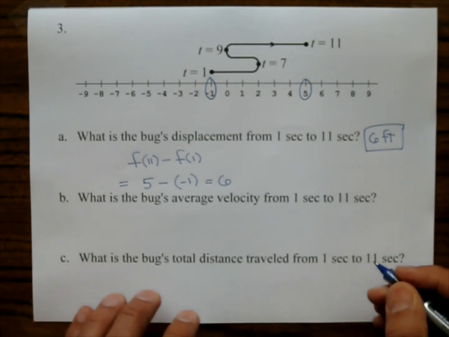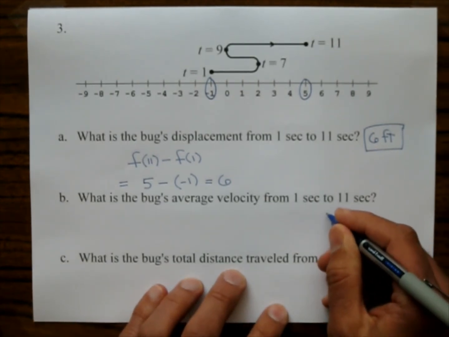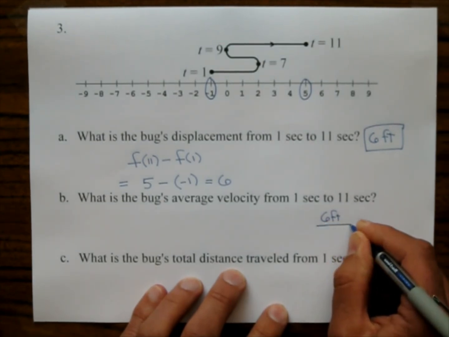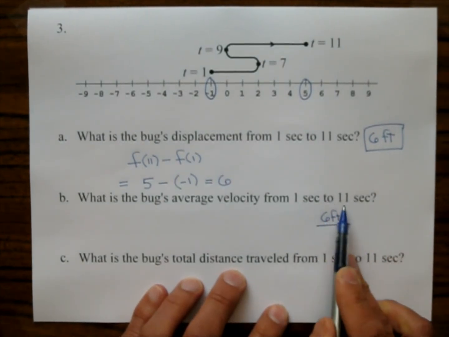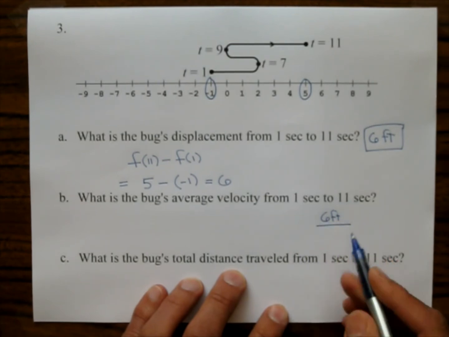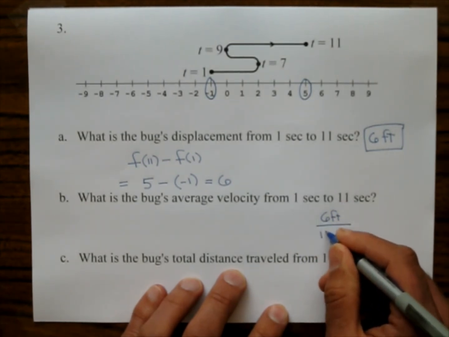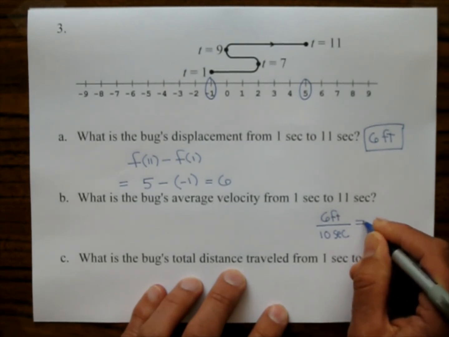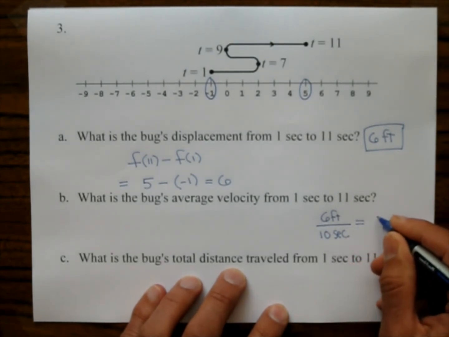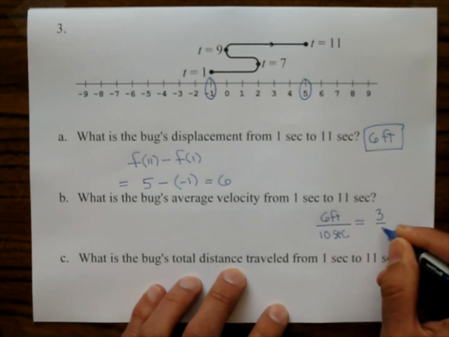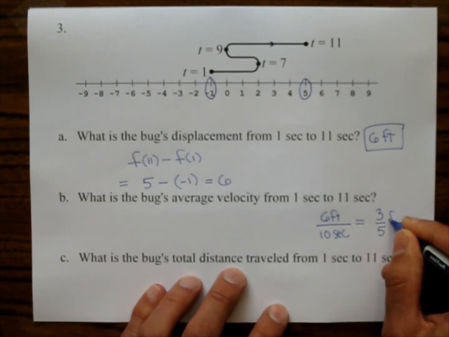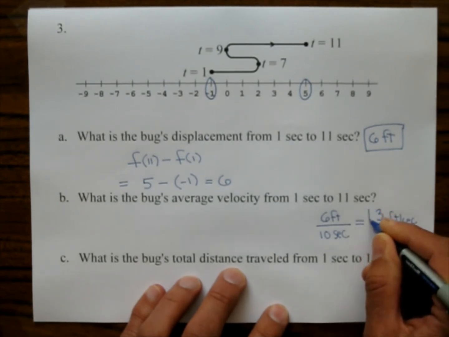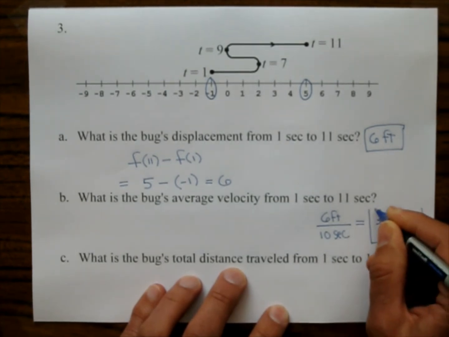Let's see. The quick way of doing this is taking the displacement and putting it over the time elapsed. So how much time is it between 1 and 11? Well, it would be 10 seconds. And so 6 divided by 10, or 6 over 10, if you reduce that fraction, gives you 3/5 feet per second. And so there is the bug's average velocity.